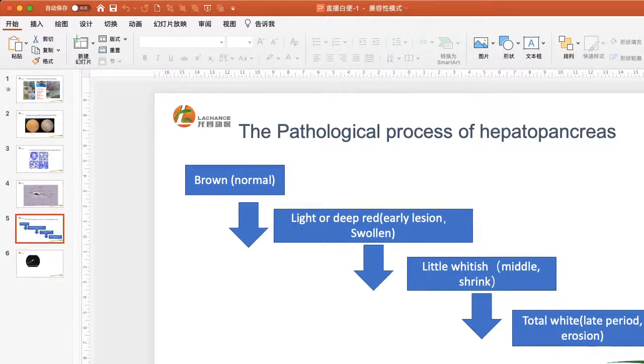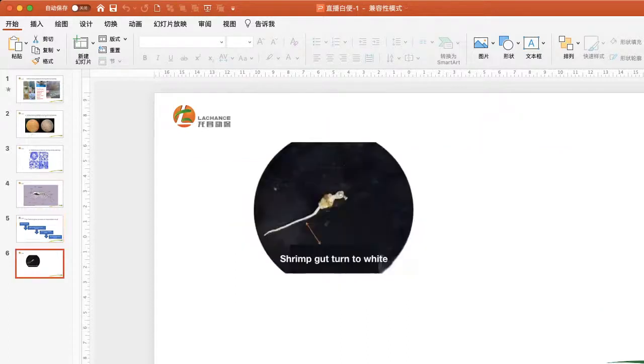The third one is the middle stage of shrimp white feces. The shrimp hepatopancreas becomes shrunken, and it is a little whitish. The last one is the late period of shrimp white feces. The shrimp hepatopancreas is eroded, and it becomes totally white. And the last picture is of the shrimp with white feces, where the hepatopancreas and the intestine have become totally white.